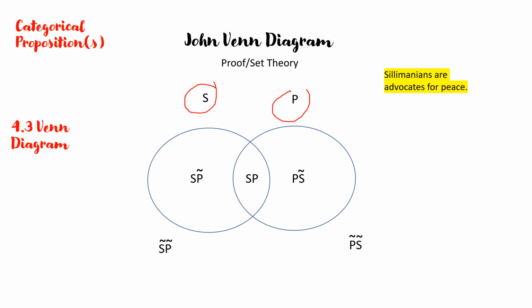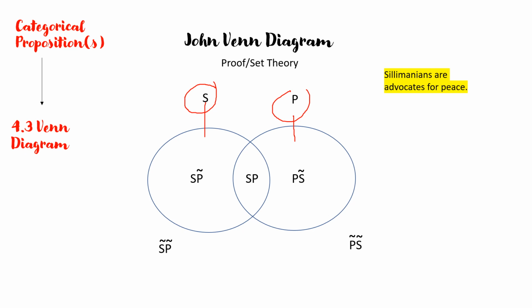This is very different from Euler's diagram, because Euler had a non-uniform presentation of propositions or relationships, but the Venn diagram is uniform all throughout. He uses these overlapping circles. This represents class S and this represents class P, subject and predicate. In our case, we have Suleimanians, and Suleimanians are advocates for peace. So the class of Suleimanians and the class of individuals who are advocates for peace.